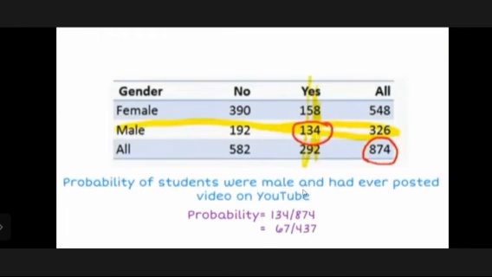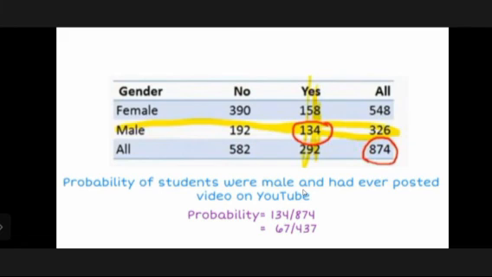The question asks for the probability of students who were male and had ever posted a video on YouTube. There is a keyword, and, which means intersection, and we look at the intersection part. Students who were male and had posted a video on YouTube. Yes, the intersection part is this 134. So the number of events equals 134. And applying the formula, we get a probability of 67 over 437. Do you have any question? Nope. I'm sure I have a better understanding of this part of the topic.